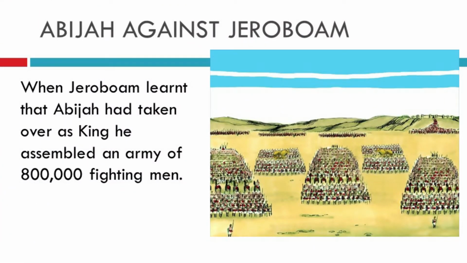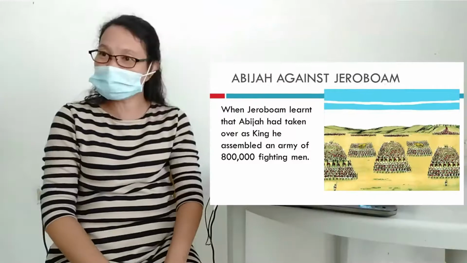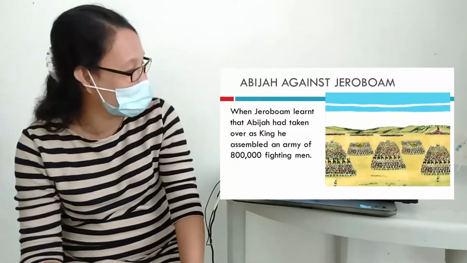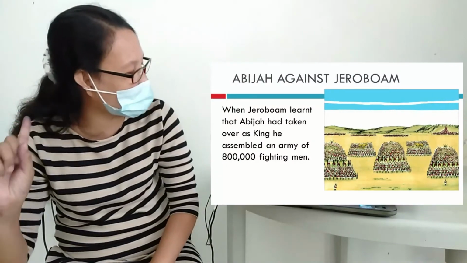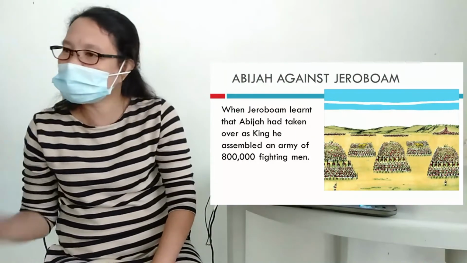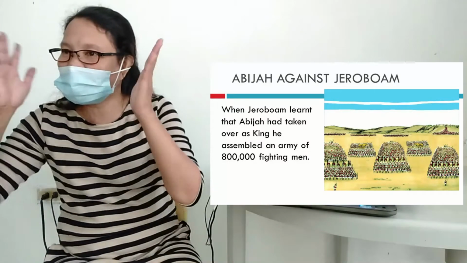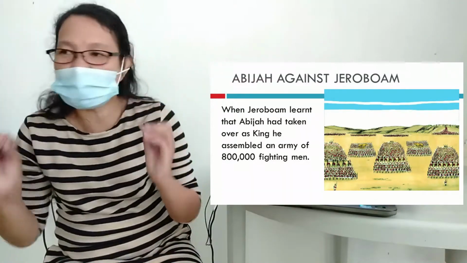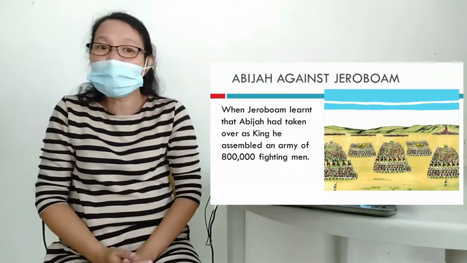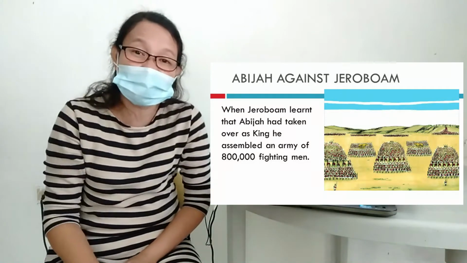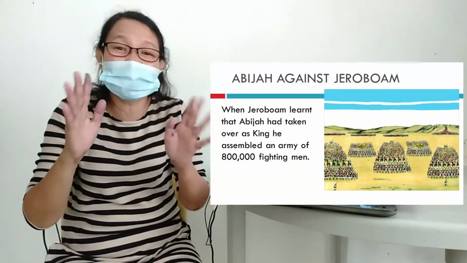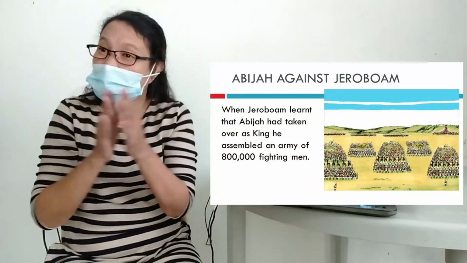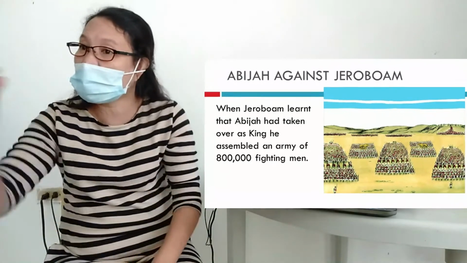Oh, look at this. Sam, look. There are so many troops. When Jeroboam learned that Abijah had taken over as king, he assembled 800,000 fighting men. Ooh, 800,000 fighting men. Nag-andam siya 800,000 fighting men para labanan si Abijah.